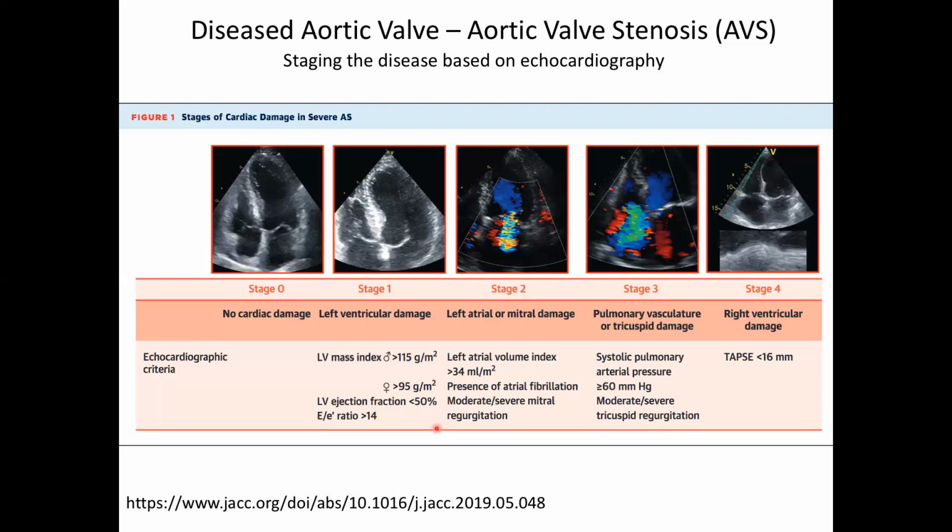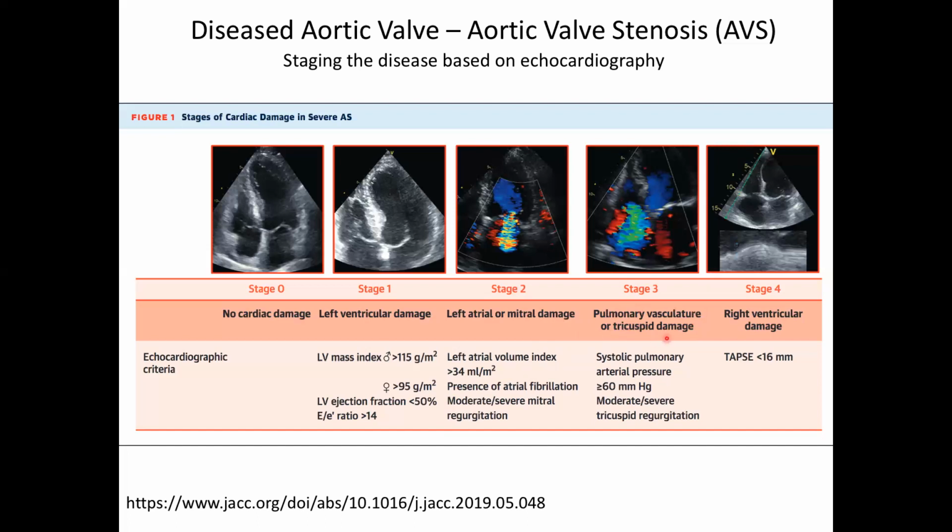So then we get to stage 2, and here we have left atrial or mitral damage, right? So we're looking at the left atrium now. Remember, this is aortic valve stenosis. And now we're looking at the mitral valve and saying, is the mitral valve involved with this? If there are mitral valve abnormalities, then this patient gets put into another territory. And then stage 3 and 4, when they're really sick, you get pulmonary vascular or tricuspid damage.